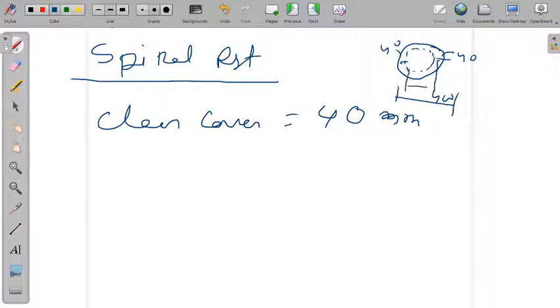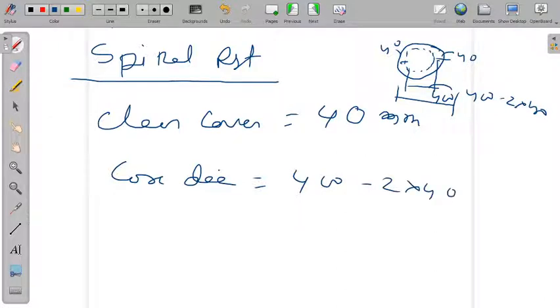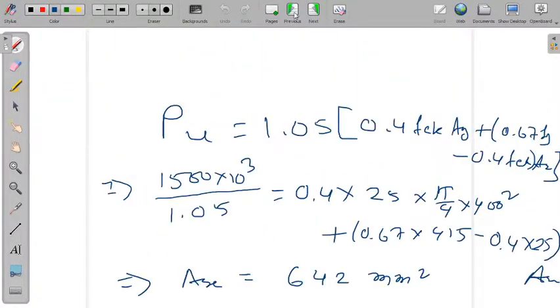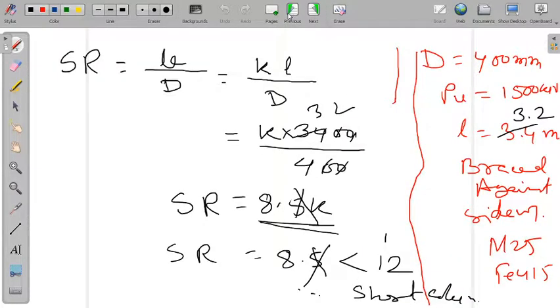So what is the core diameter? Core diameter will be 400 minus 2 into 40, right? So I can write core dia equal to 400 minus 2 into 40. That is equal to 320 mm, right? 320 mm is the core diameter. Now we have to decide the pitch and the reinforcement diameter. What is the diameter guideline? If you just go back here, we have written it there. What was that?